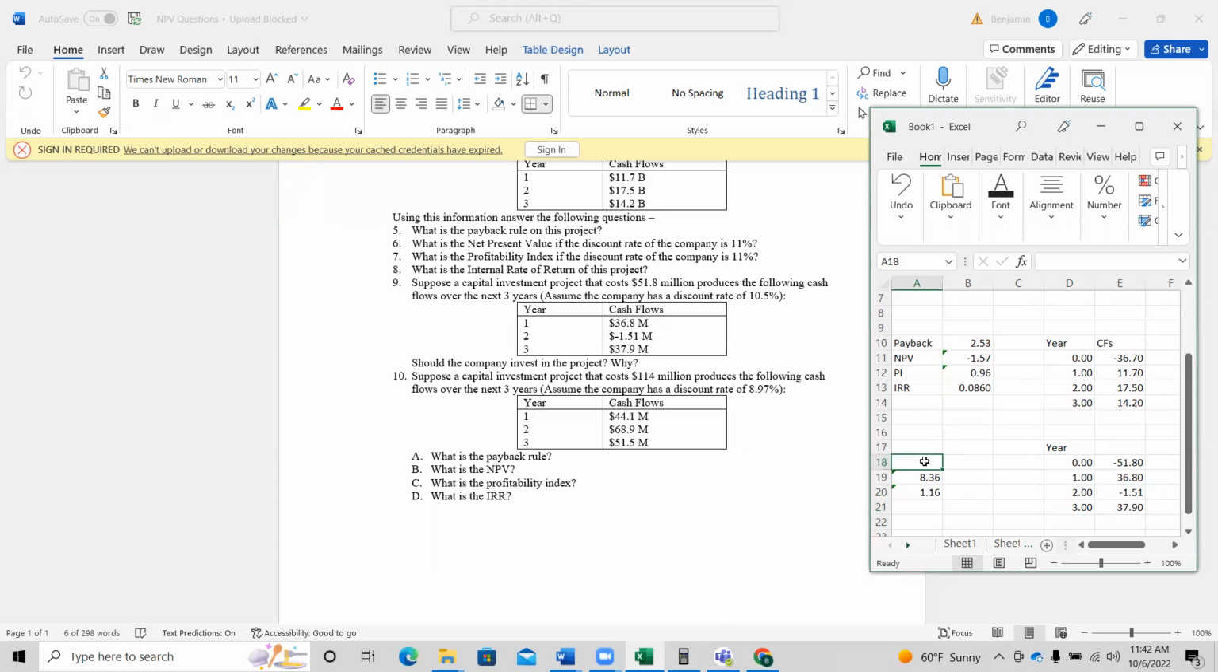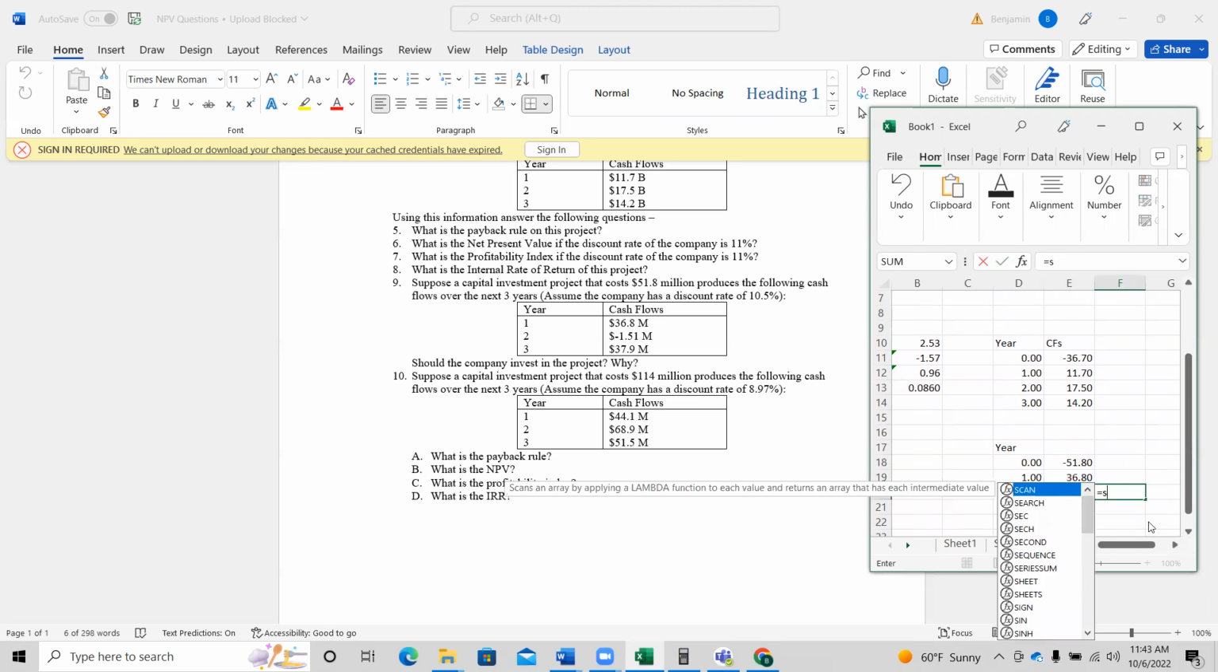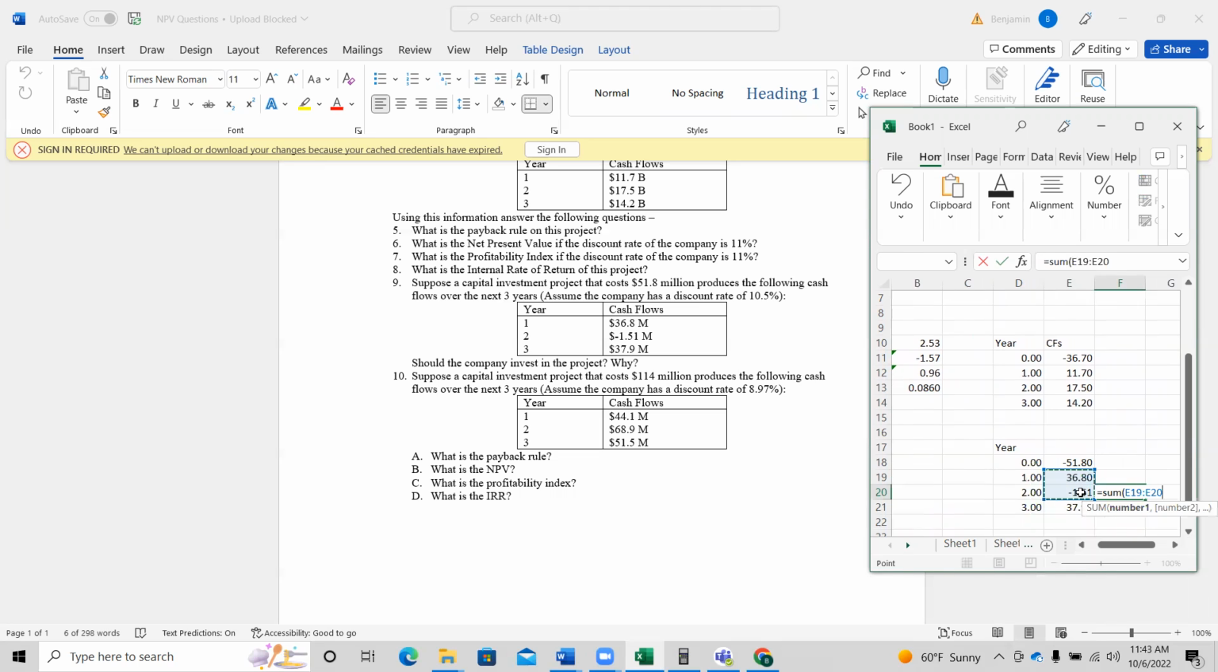For practice, why don't we calculate the payback method? All right. In year one, we pay back 36.8 million of the 51.8 million. Okay. In year two, we actually lose money. So 36.8 subtract off year two's 1.51. And by the end of year two, I've paid back 35.29. So the sum of these two, I'll just do that over here, is going to be equal to 35.29. So how much do I have remaining? I'm going to say equals the 51.8 minus the 35.29.